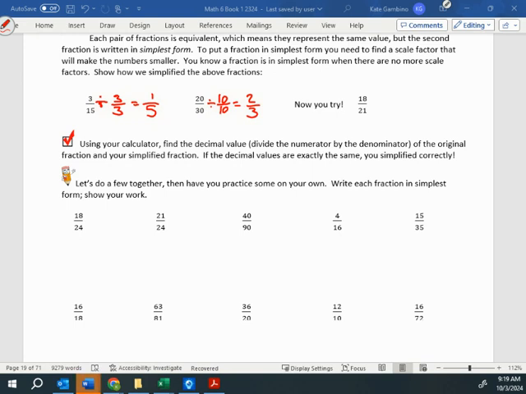Now you try. Look to see what scale factor you're going to divide out of 18/21. You write it out, see what answer you get. 18/21. What can we divide out? What will be our simplified fraction? But give us a moment to get the work done. Some of us are there already, but some of us are still working, so we're going to be patient.